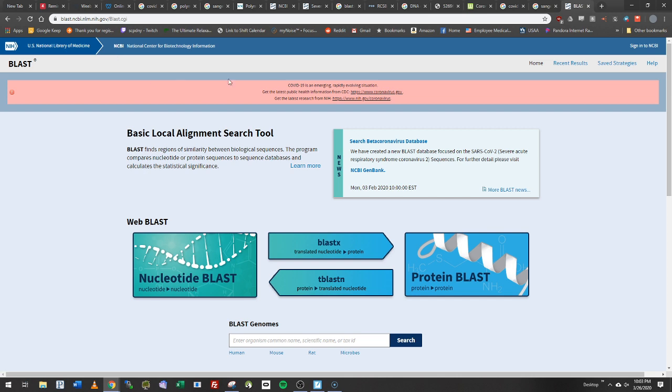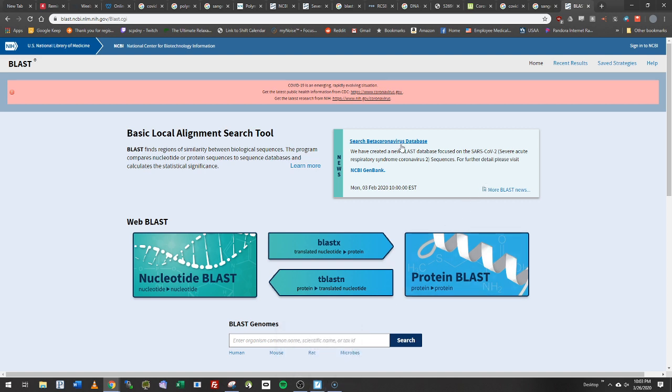Since I've been to this page, I haven't been here in the past couple of months since I started teaching AP Bio, I usually do BLAST towards the end of the year. This is brand new. So this whole beta coronavirus database is new in the past couple of weeks. This says it was established on Monday, February 3rd. That's kind of when the new cases were coming out in Wuhan, China. We're going to BLAST the sequence that we have.